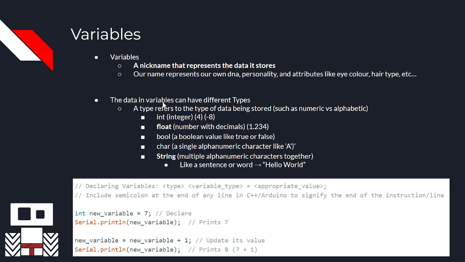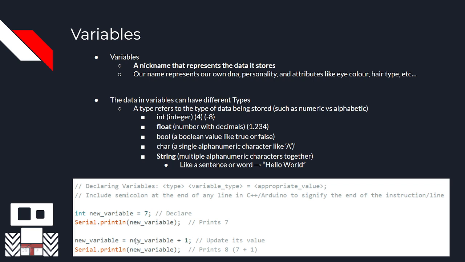The data in variables can have different types and can be different things. As you mentioned earlier, there were types like int. Here we have an integer type, and you can store 4 or -8, for example. You can do a float, which is a decimal number. You can do a bool, which is a Boolean value, and you can do a char, which represents a single character, like a. You can also do a string, which has multiple characters together. A string could have words or sentences or anything.